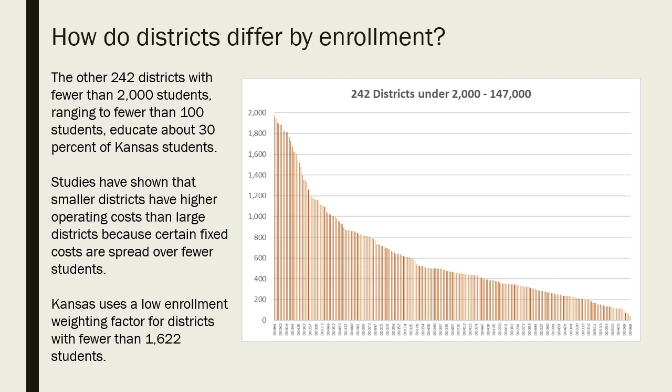Studies have shown that smaller districts have higher operating costs per pupil than larger districts because of fixed costs that are spread over fewer students. So Kansas uses a low enrollment weighting factor, giving more money for districts with fewer than 1,622 students. The lower enrollment goes, the more value there is to this weighting and the higher amount per pupil. Districts with more than 1,622 students also receive a high enrollment weighting, but it's the same amount for every child.